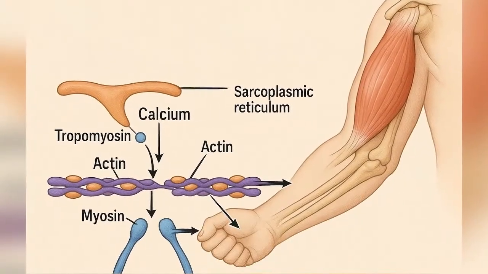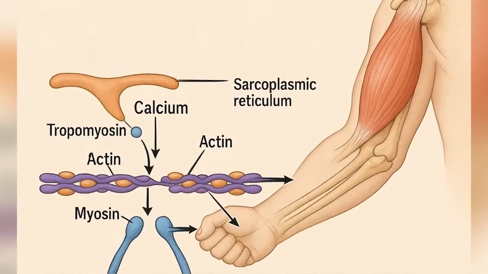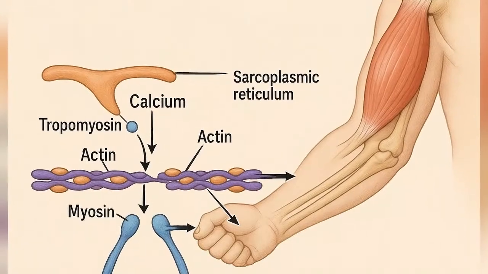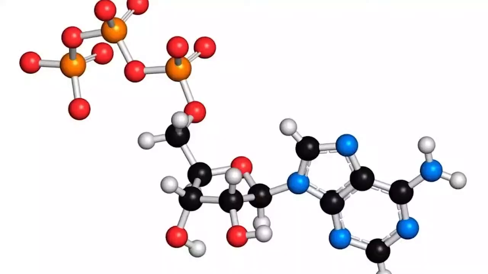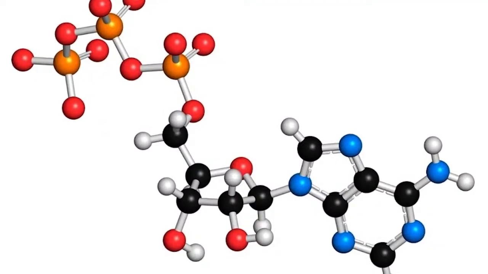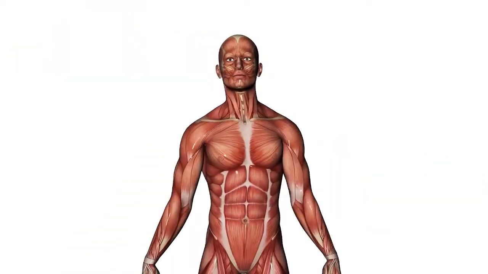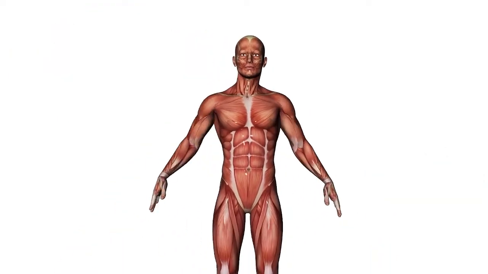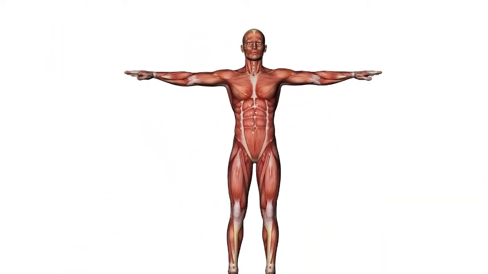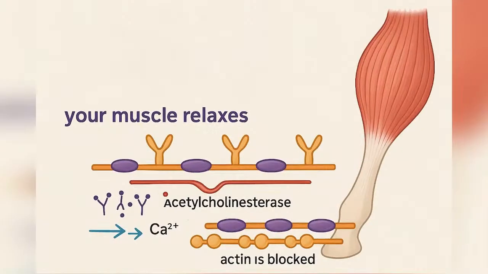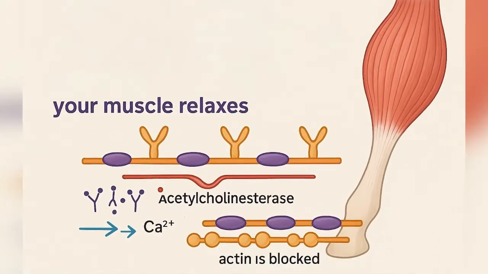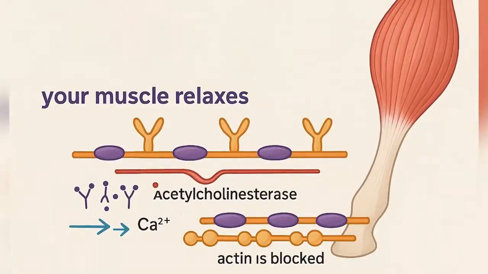Calcium turns on the actin by moving the blockers, tropomyosin, and myosin grabs actin and pulls. If there's enough ATP, the muscle's energy, this happens again and again until you stop the movement. When you're done moving, ACh is cleaned up by acetylcholinesterase, calcium goes back into storage, the actin is blocked again, and your muscle relaxes.